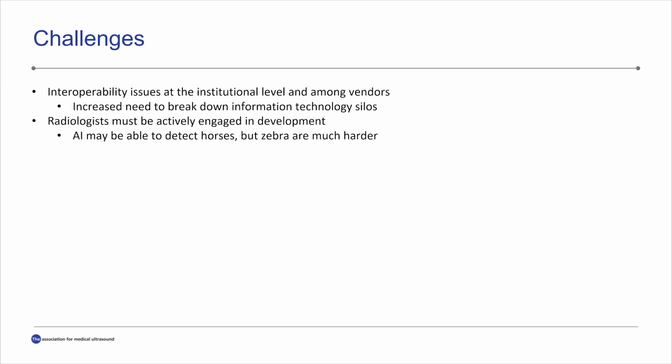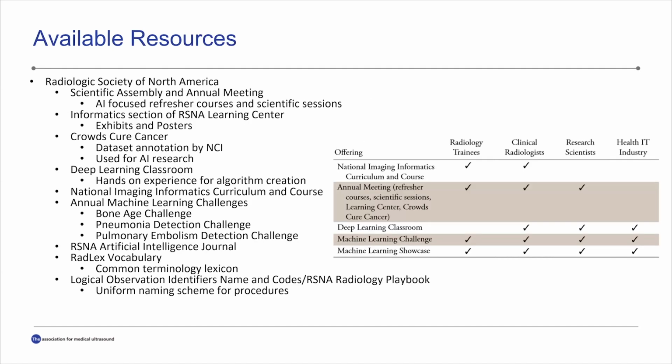And the other thing to recognize is that AI may be able to detect horses, but zebras are much harder to find. So connecting all the dots on the different findings on the images, that still lies in the bed of radiologists. AI can find simple things, but it may not be able to find everything. So what are different ways that we can get started in AI? There's a ton of different available resources out on the internet.